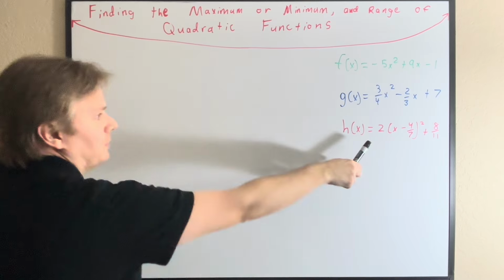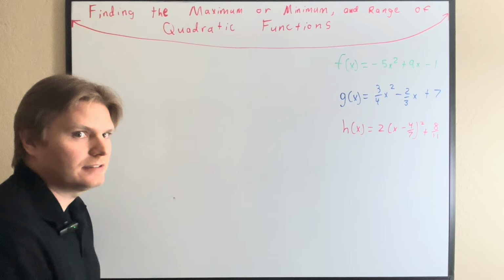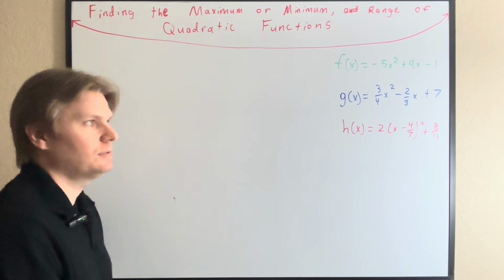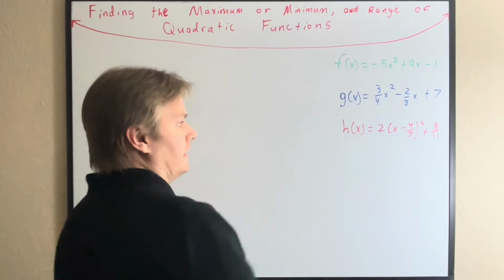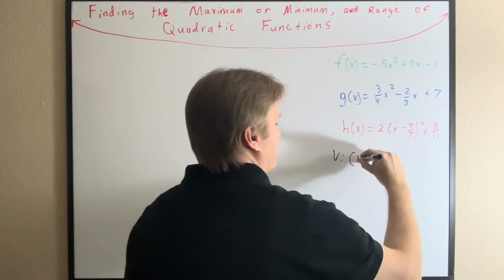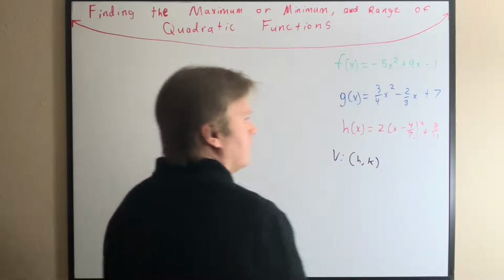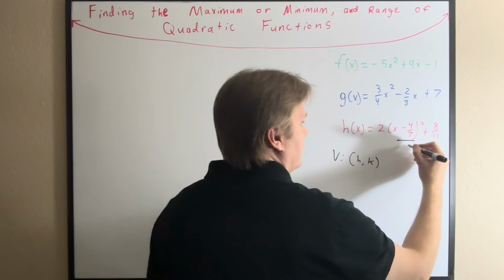All right, last one, the red one. Now, usually I save the most difficult for last, but in this case, this is actually the easiest one. Why? Well, if you notice, this one is in vertex form, right? So the vertex is just h, k. In this case, we have negative h right there.